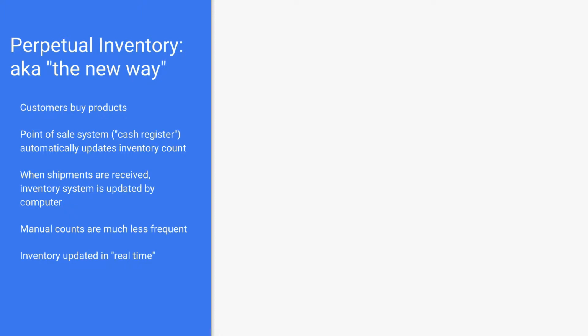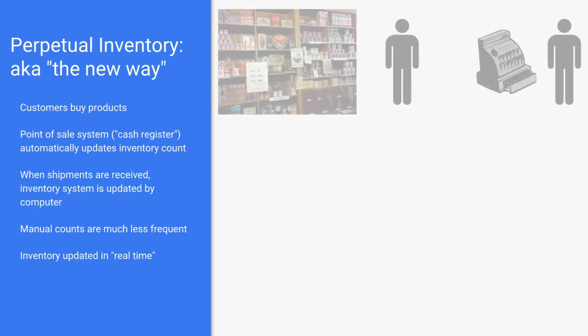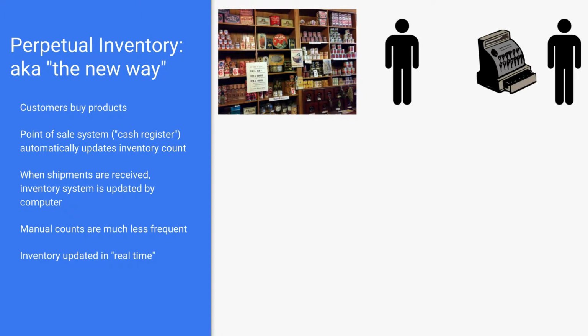So perpetual inventory. This is the new way, and by new I mean it's been around since computers pretty much. So customers still buy your products, and then you have a point of sale system or a cash register which automatically updates your inventory count. So your cash register here is actually integrated to your back office system to keep the inventory counts for all of your items. That way you always know exactly when you're out of stock of an item. You actually know the true stock levels at all times.